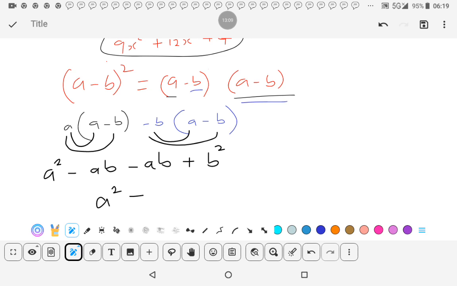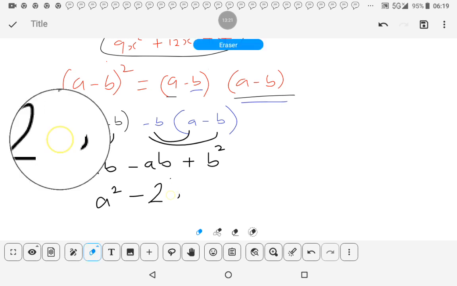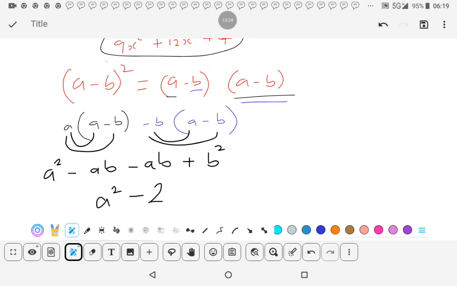So from here you now simplify it, so you have a squared, minus ba minus ab will give you minus 2ab, plus b squared. So this is the expanded form of it.